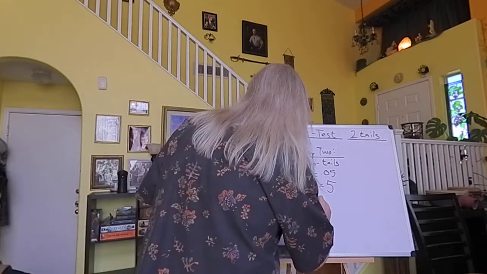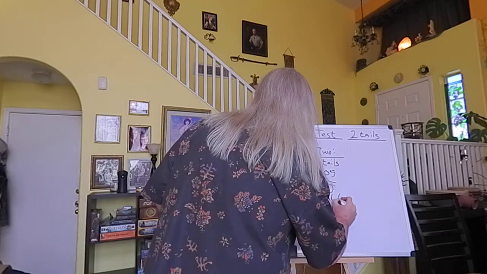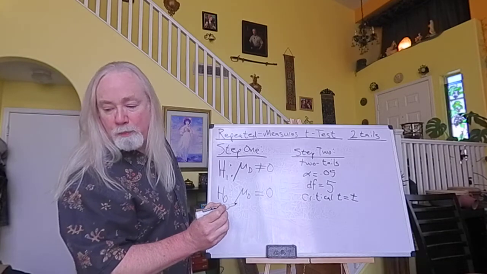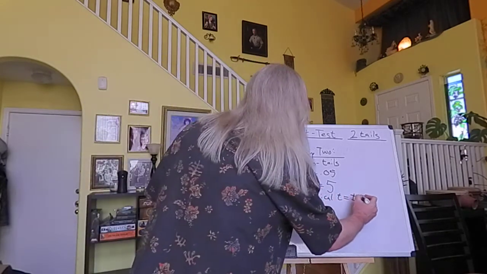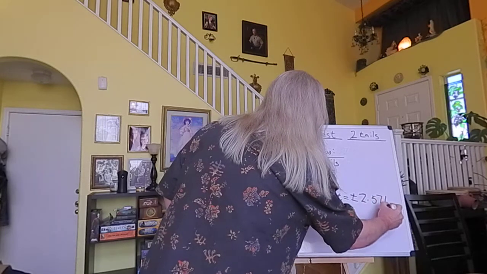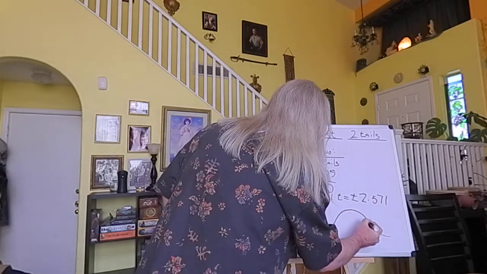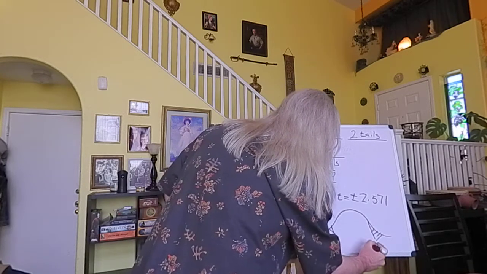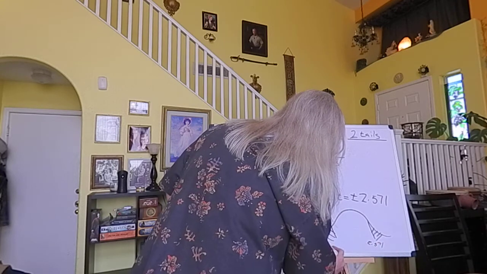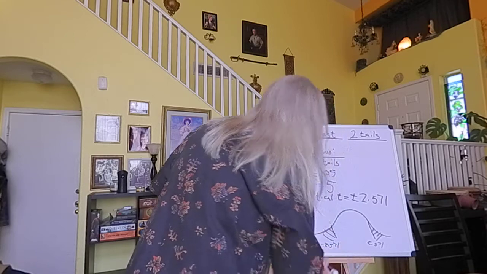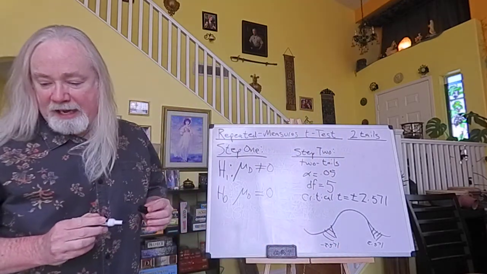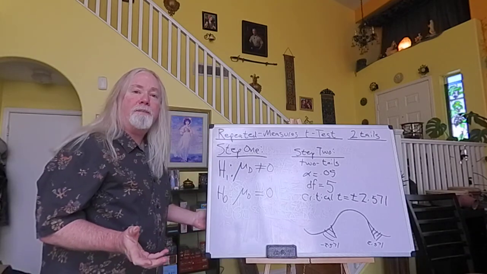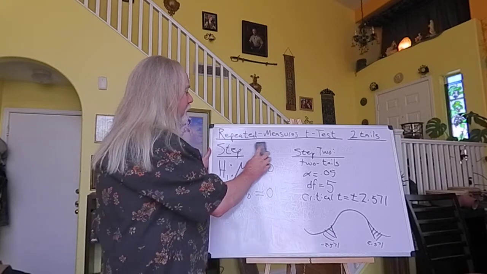And when you do that, you will find that we have a critical T of positive or negative, what is it, 2.571. So our critical T, 2.571 plus or minus both tails. All right, there's our first 2 steps in. Let's begin our calculations for step 3.